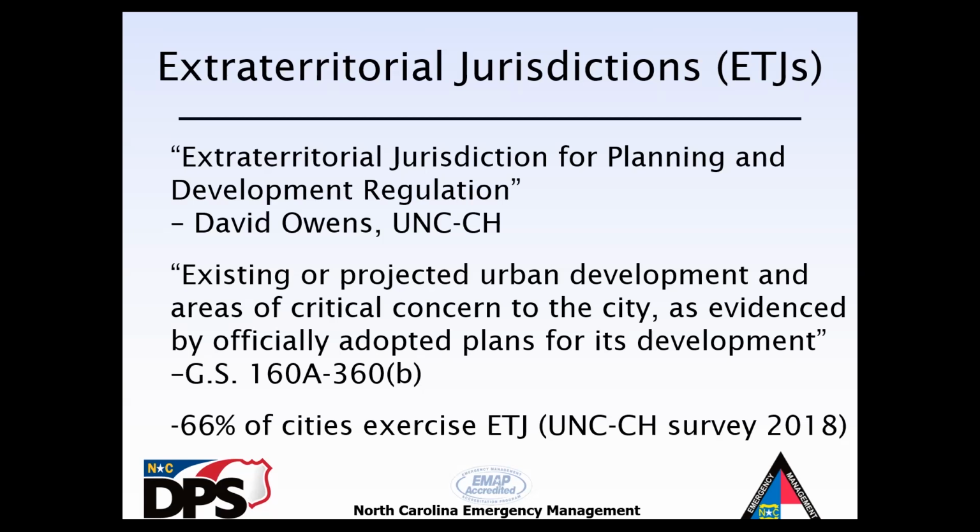ETJs represent existing or projected urban development in areas of critical concern to the city, as evidenced by officially adopted plans for its development. And that's language that's taken directly from the general statute that relates to these boundaries. And according to a UNC survey in 2018, 66% of cities within the state exercise some kind of ETJ. These boundaries usually follow the property lines, but not always.